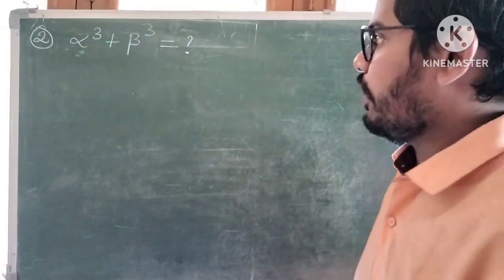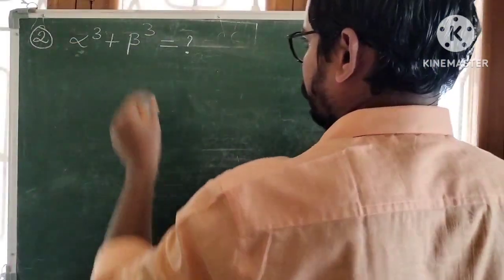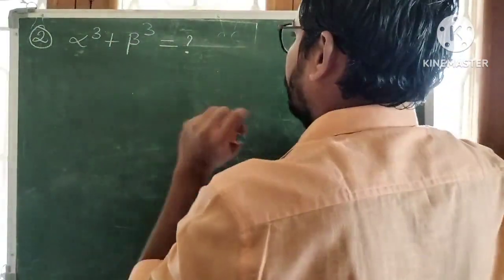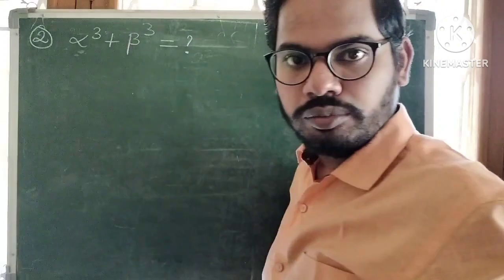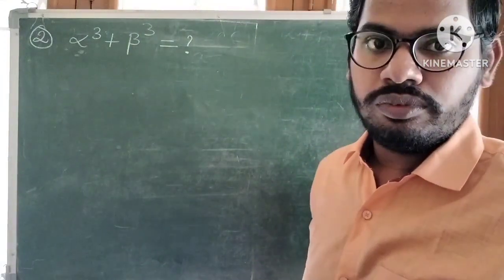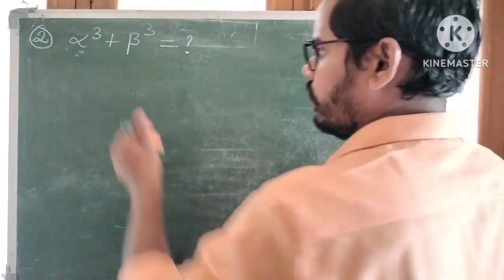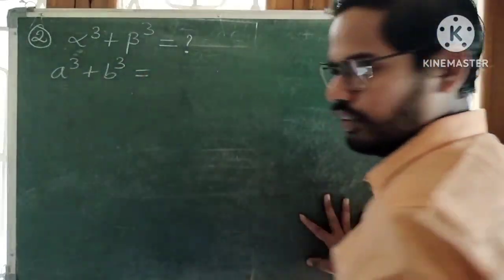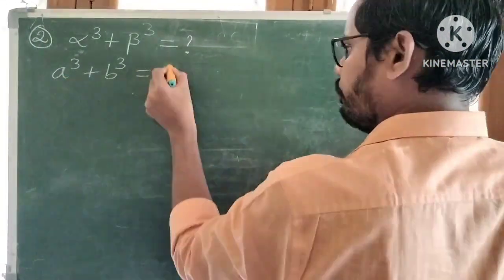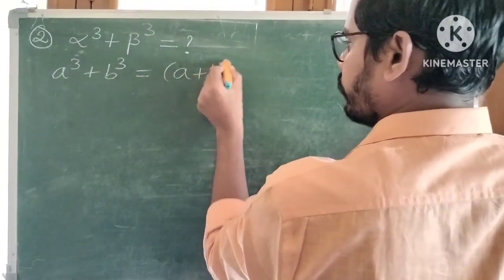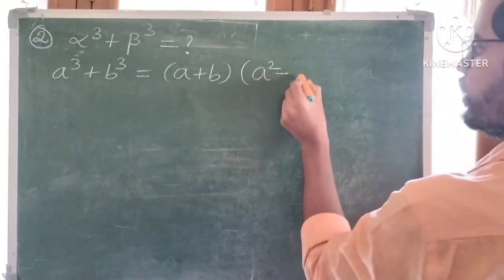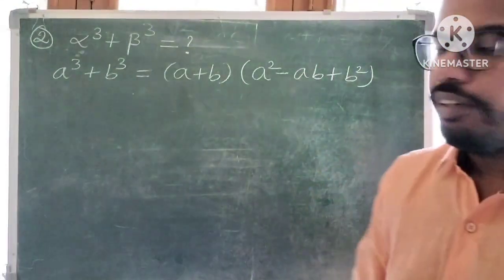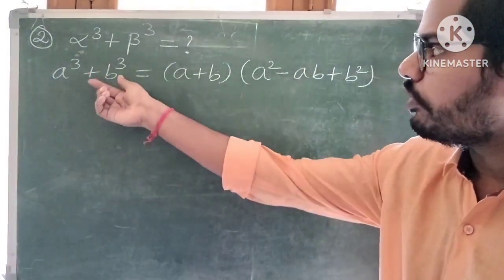Okay. Second formula, alpha cube plus beta cube. How to derive this formula? Just look at this expression, alpha cube plus beta cube. It's like a cube plus b cube. So what is the formula for a cube plus b cube? It is an algebraic identity. One of the formulas is (a plus b) into (a square minus ab plus b square). So this is the formula for a cube plus b cube.